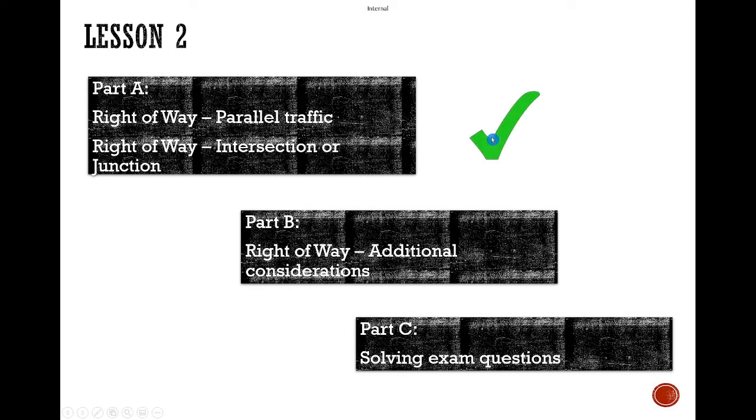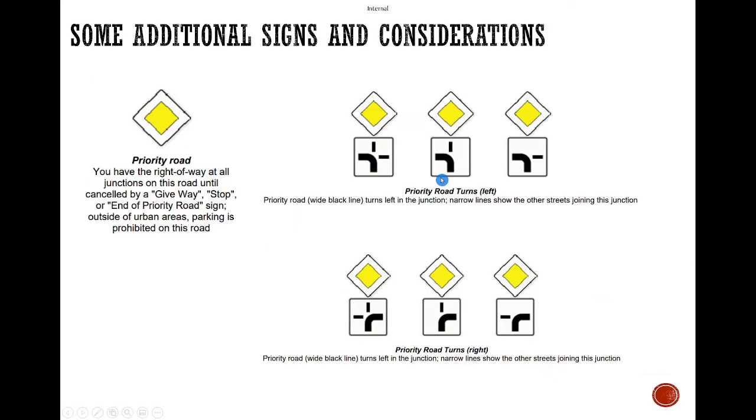In Lesson 1, part A, we looked at right of way for parallel traffic, and also right of way for intersections or junctions, where we looked at the priority pyramid. In part B, let's look at some additional considerations for right of way. Let's move on with the slides.